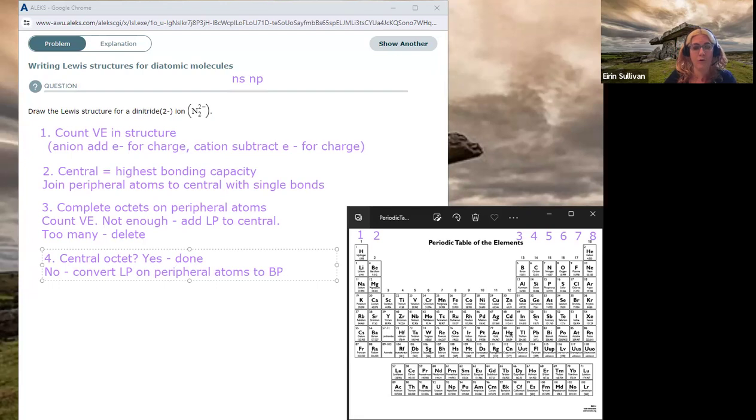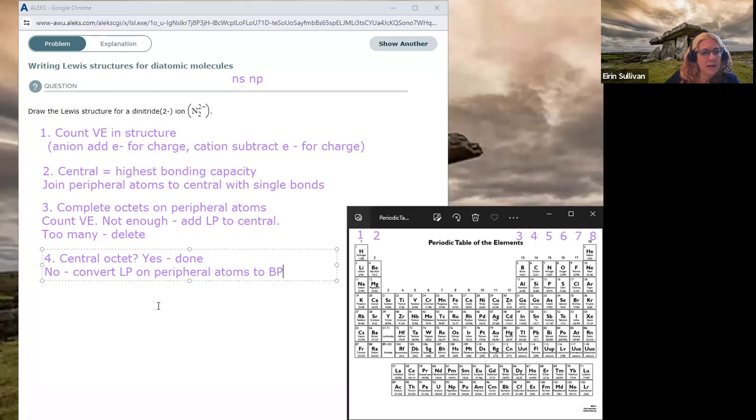Because a bonding pair will be shared with the central atom and will contribute to its octet, whereas if it's just sitting on its onesies on one of the peripheral atoms, it's not helping that central atom. So you do that to get a double bond or a triple bond. That is how they are formed when we run out of valence electrons, but we still need to complete the octet at the central atom.